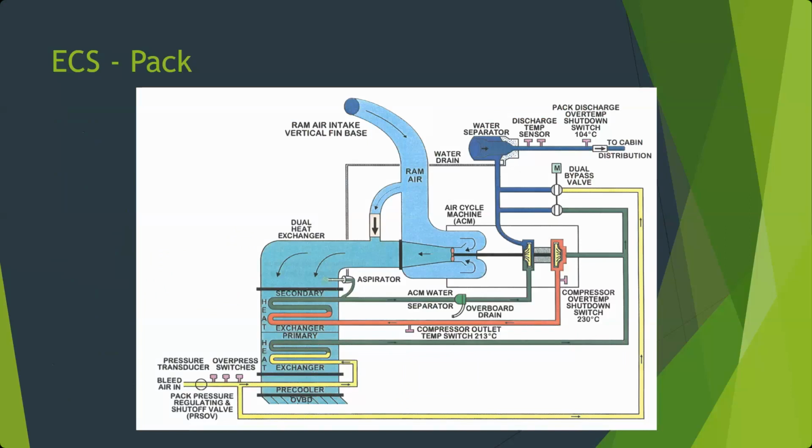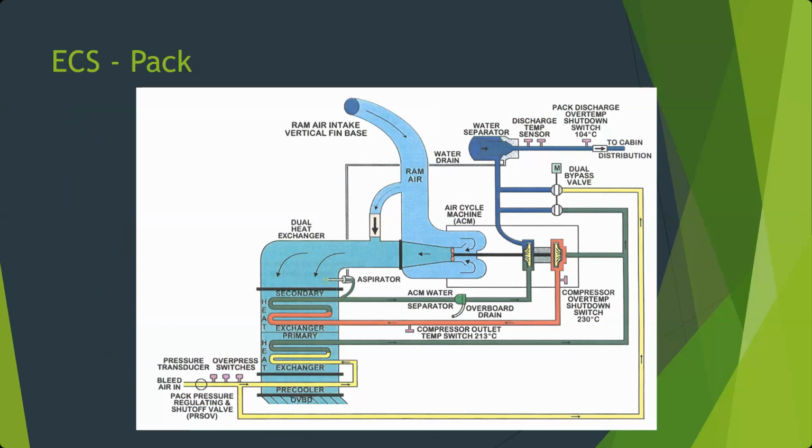But then it goes through, it gets compressed to heat up. You can see there's an over temp shutdown switch here. It's warmed back up. It goes through that secondary heat exchanger. That didn't really change a whole lot. But as it cools down, kind of a neat thing here, as it cools down, what happens to moisture in cold air? It goes from being a vapor to what? A liquid. Liquid gets siphoned off and sprayed over the heat exchangers. It makes them work more efficiently.